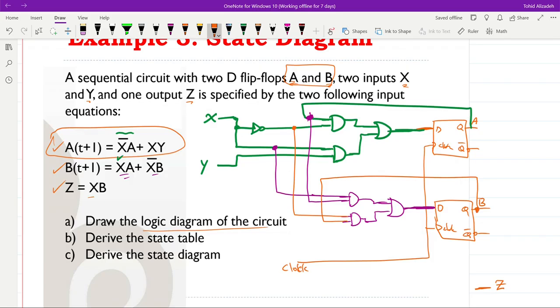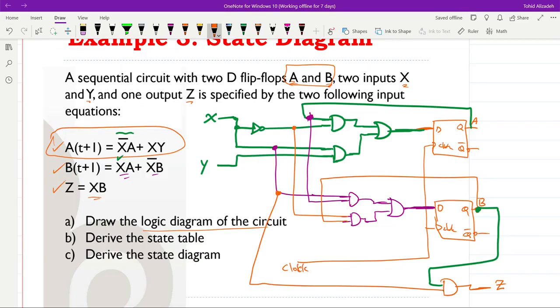And finally for Z, we have X and B. Therefore, we need to have an AND gate, which is connected to B and X. Which is here as well. Okay, so we have the logic diagram of the circuit drawn here.